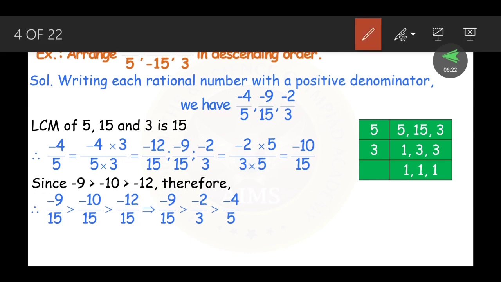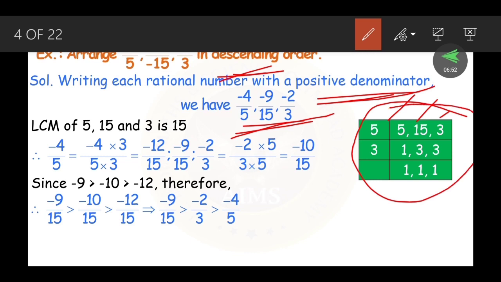So let me repeat once again. In the question they asked us to write the given fractions in descending order. So what have we done? As the first step, we have written them with positive denominators, keeping the minus symbol on top. Then what are the denominators here? 5, 15, 3. For these 3 denominators, we have to take the LCM.